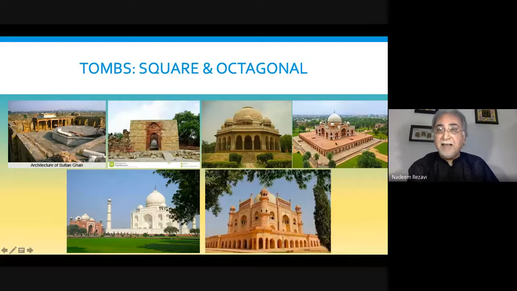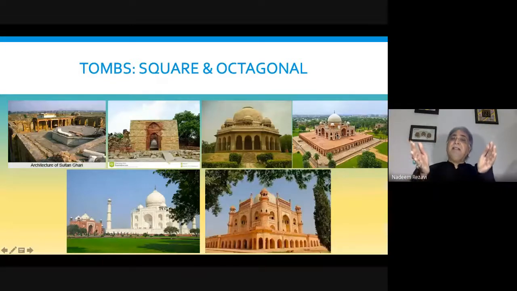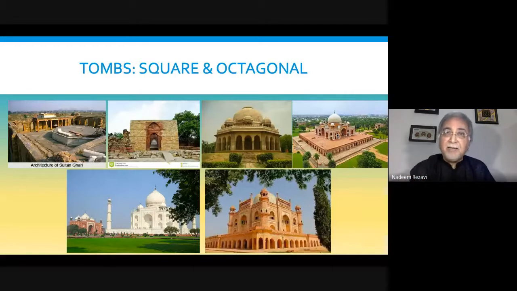You can see that it is in fact formed as a square with chamfering on the sides. It's known as Musamman-e-Baghdadi, an irregular octagon. An octagon is something which has 8 equal sides. For example, here in this tomb, all sides are equal to each other. But in a new type of plan, which came to be preferred under the Mughals, it was Musamman-e-Baghdadi, the octagon which was irregular, with 4 sides smaller and 4 sides larger.